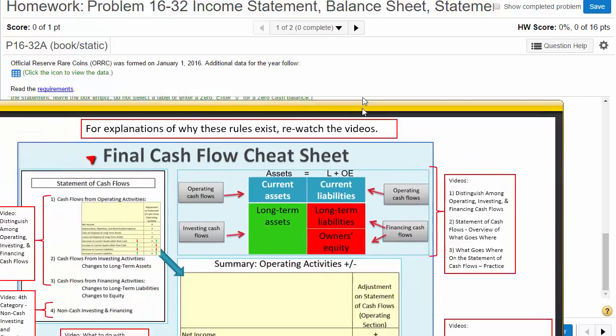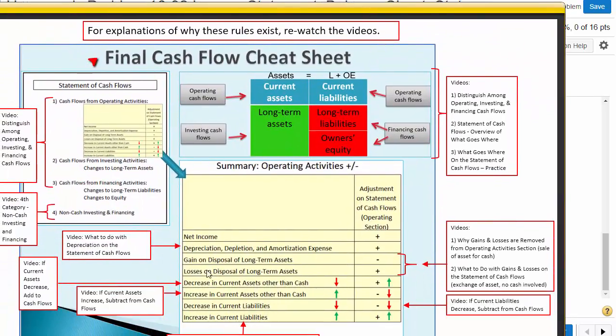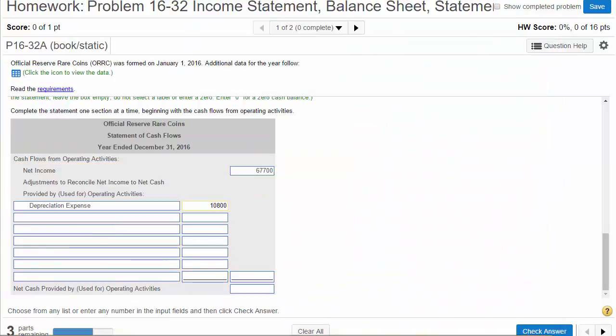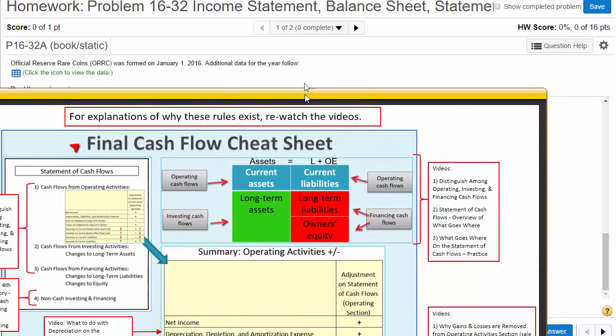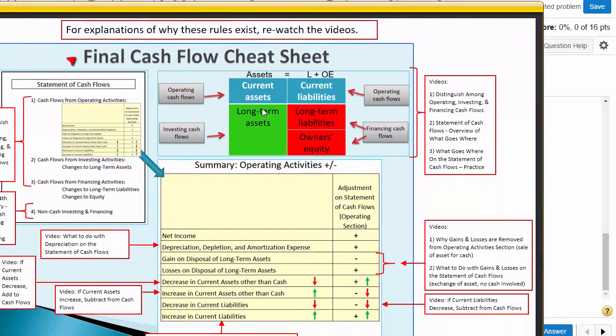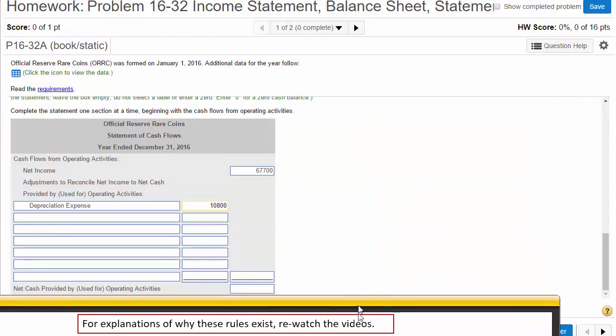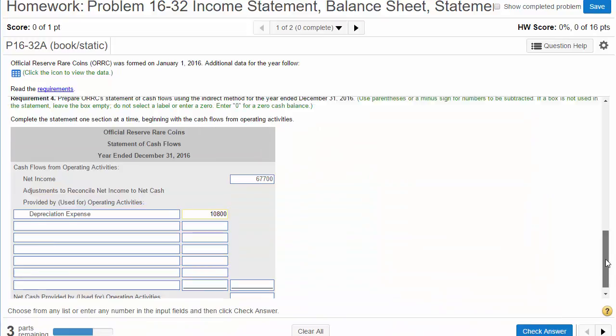Next, we're going to back out any gains or losses. And when we did the journal entries, there were no gains or losses, so we're going to skip that. Then we have to analyze our current assets and analyze our current liabilities. So to do that, we just need to go to our balance sheet.